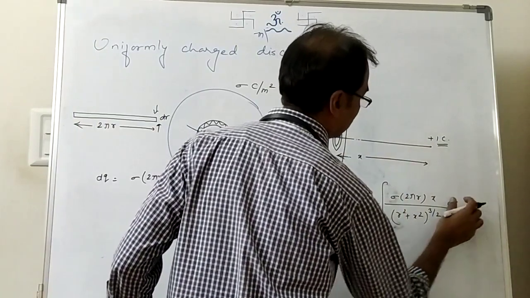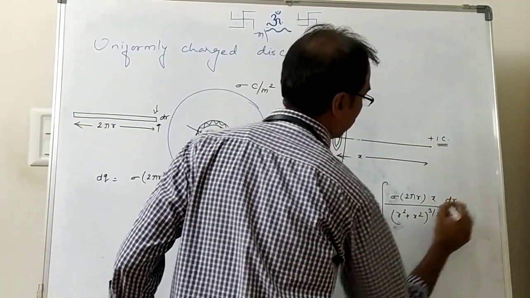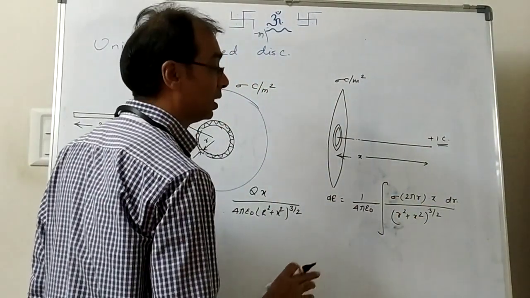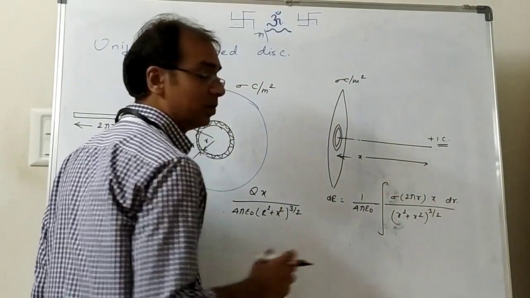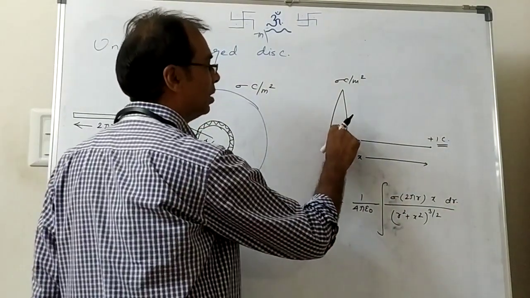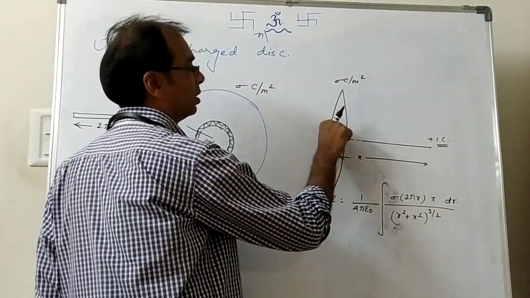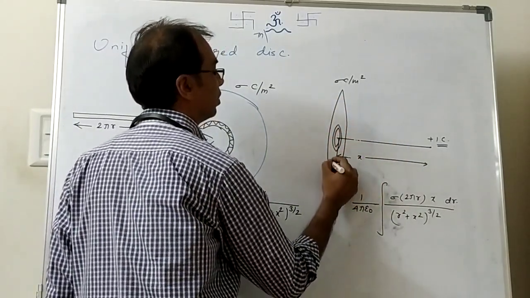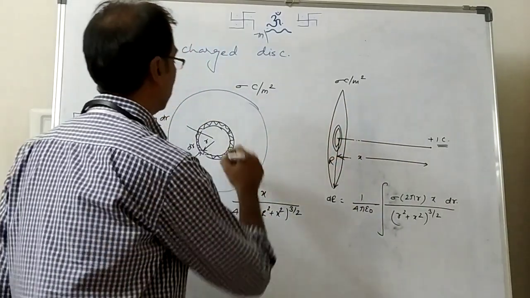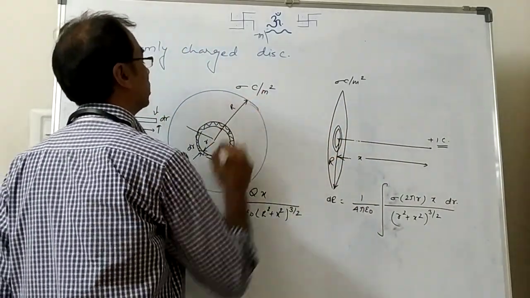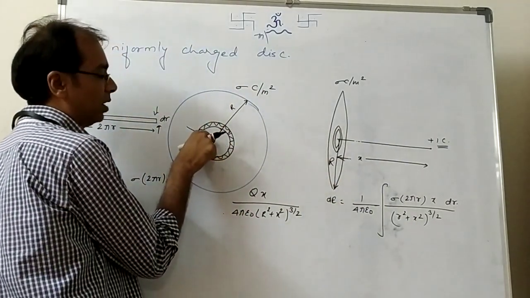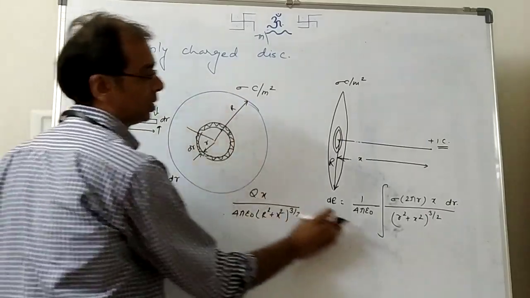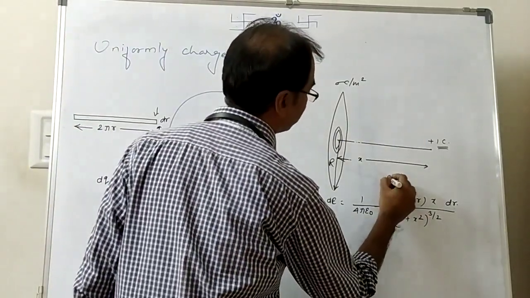Obviously here integration, because dr is here. So what is constant here? Sigma, 2 pi, x, all constant. Only variable is dr, that means the radius. From where to where do we have to integrate it? This is just an element whose radius is dr. So we have to go to the full radius. You can consider the full radius as capital R, the radius of the disk. So here limits are 0 to capital R.